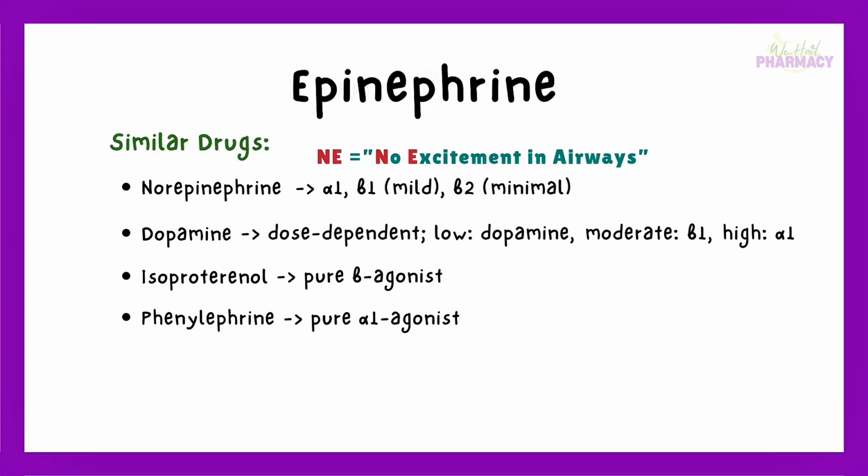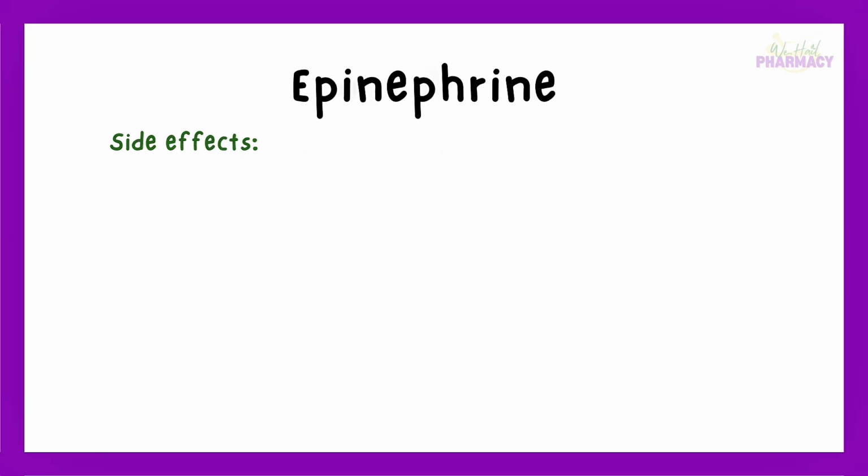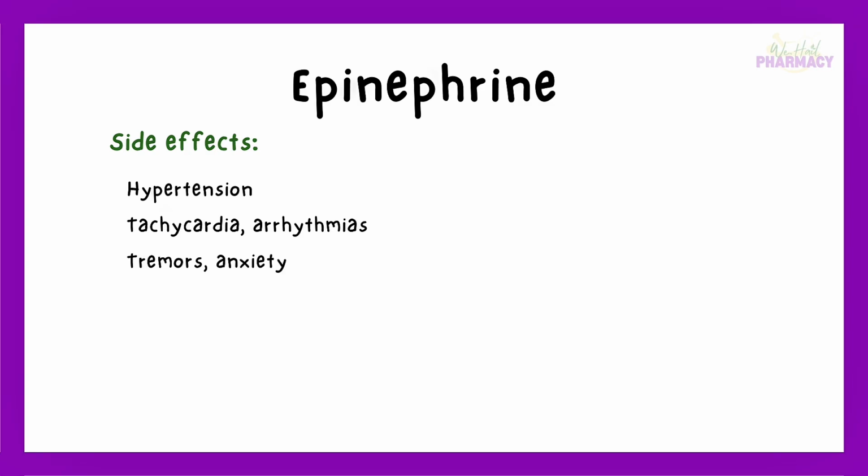So those are just some adrenergic agents that are worth mentioning in comparison with epinephrine. But now we will go back. Let's go to the side effects. The list that we have here includes hypertension and tachycardia due to the alpha and beta 1 stimulation. Arrhythmias can also occur, especially in patients with underlying heart disease. Tremors and anxiety are common due to central nervous system stimulation. Hyperglycemia may develop from beta 2 stimulation, which promotes glycogen breakdown.